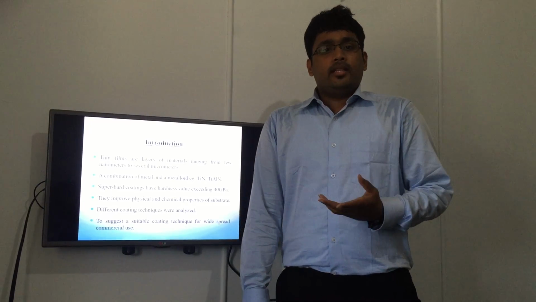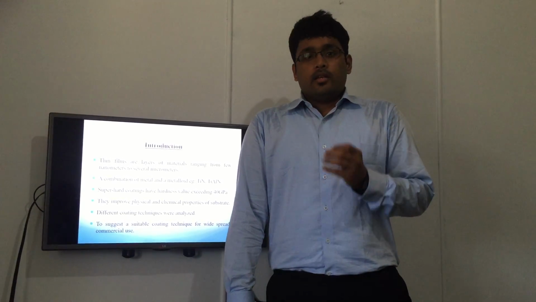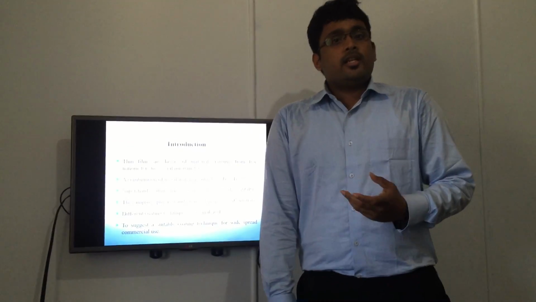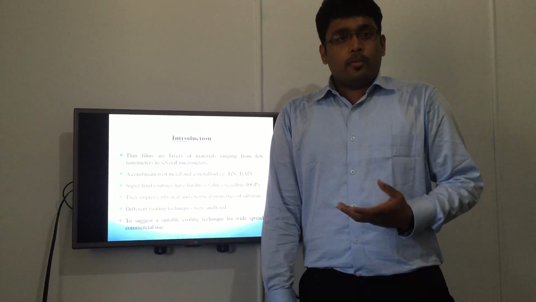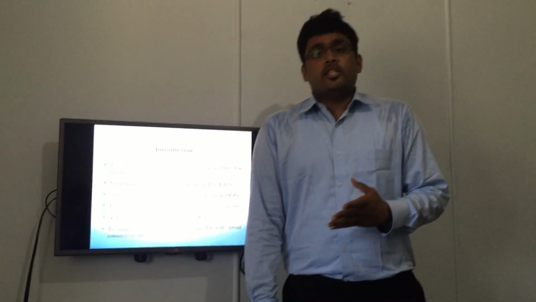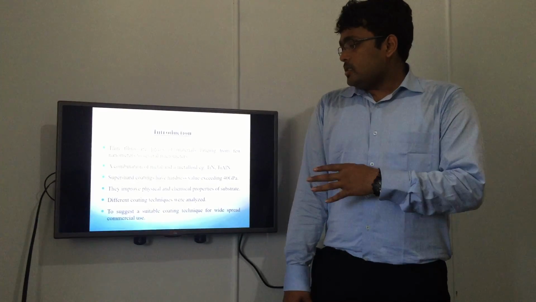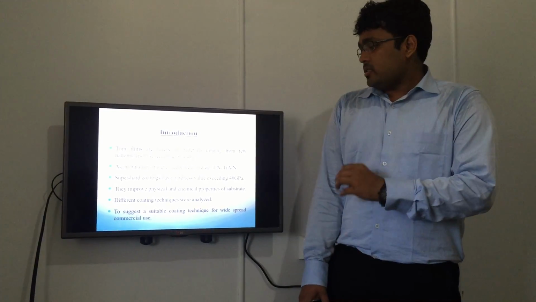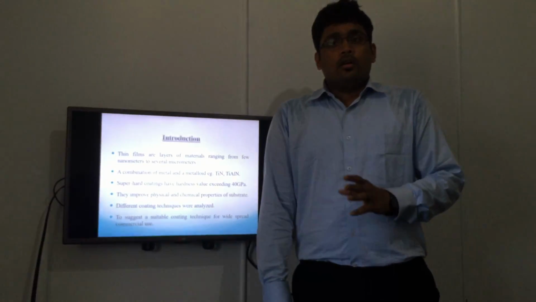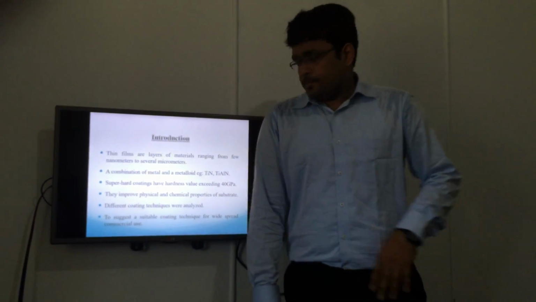And then why do we need them? Because it improves the physical and chemical properties of the substrate. So if the substrate has a long life and better properties, it can be used for widespread commercial use. And then what is the purpose of this research? To suggest a suitable coating technique for widespread commercial use for titanium alloys only.